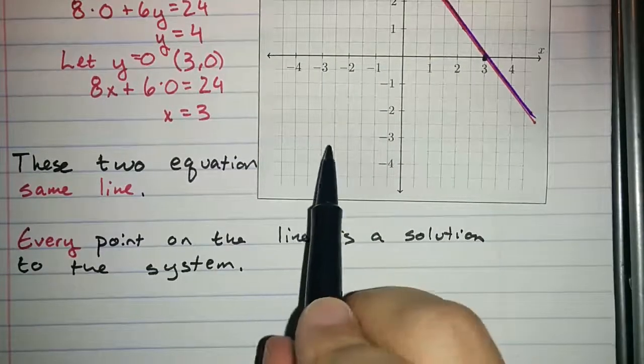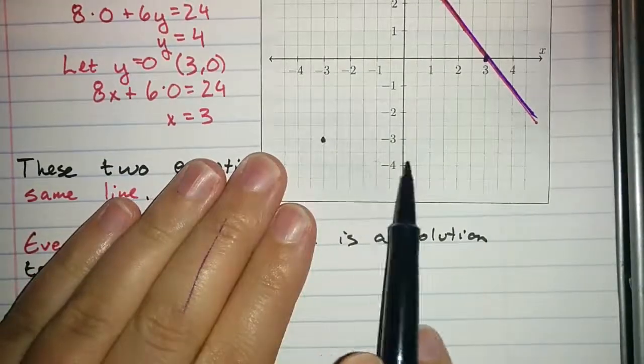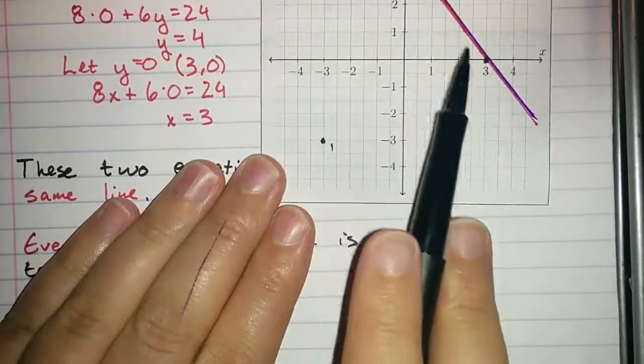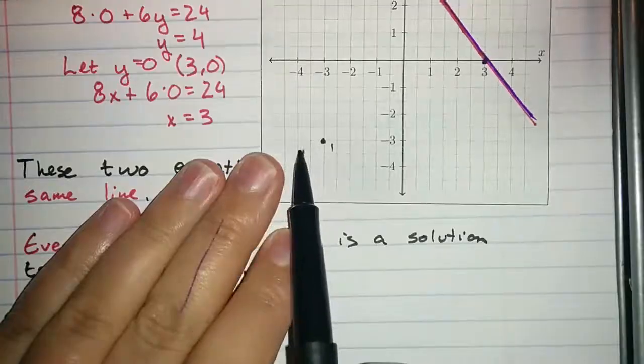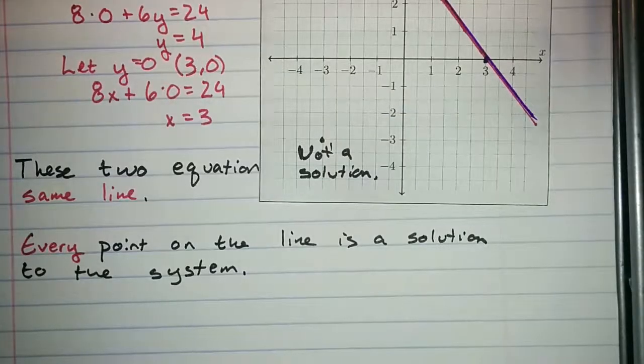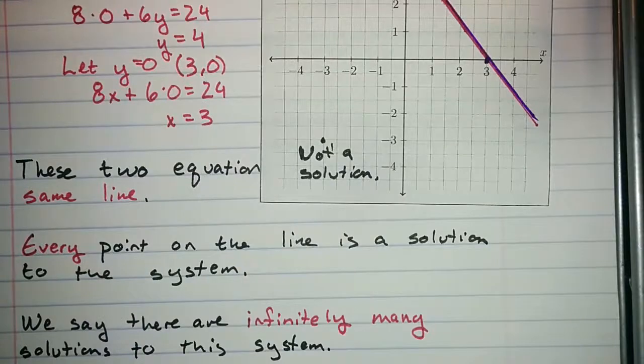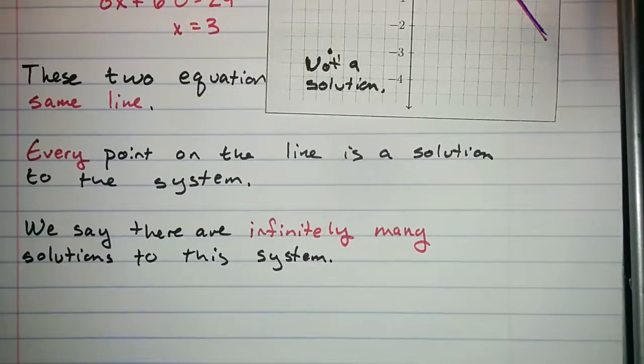For example, this point, -3, -3, which is not on the line, that's not a solution to this system. So we can't say, for example, all real numbers are a solution. What we do say is there are infinitely many solutions to this system. So we have one more term for this kind of system.